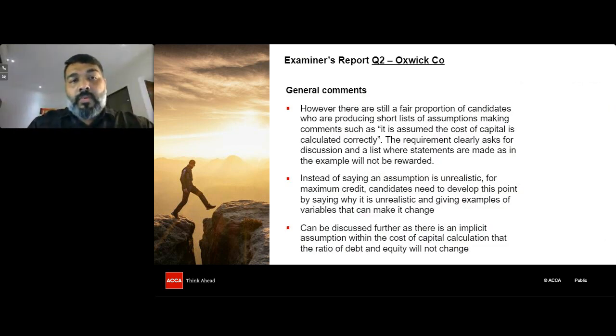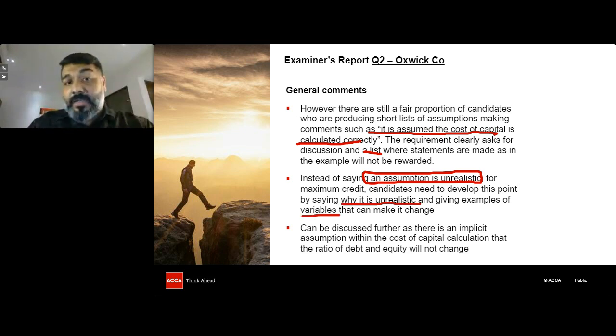For this question, what was noticed is that students just stated, "It is assumed that cost of capital is calculated correctly." You're not going to get marks. You have just listed things, and you'll not be rewarded marks for just listing it. Whether this assumption is realistic or unrealistic, if it is unrealistic, why is it unrealistic? You need to give examples. And if there is any point where you can discuss further, take it further. Just restating an assumption, like copying and pasting it from the question, is not going to help you fetch any professional marks.